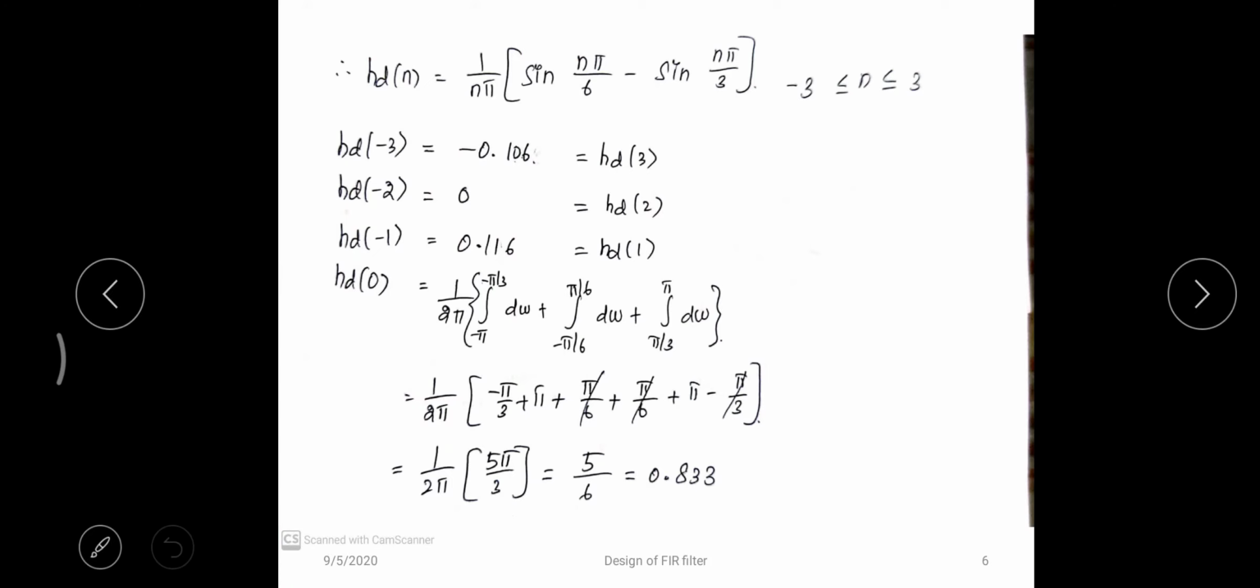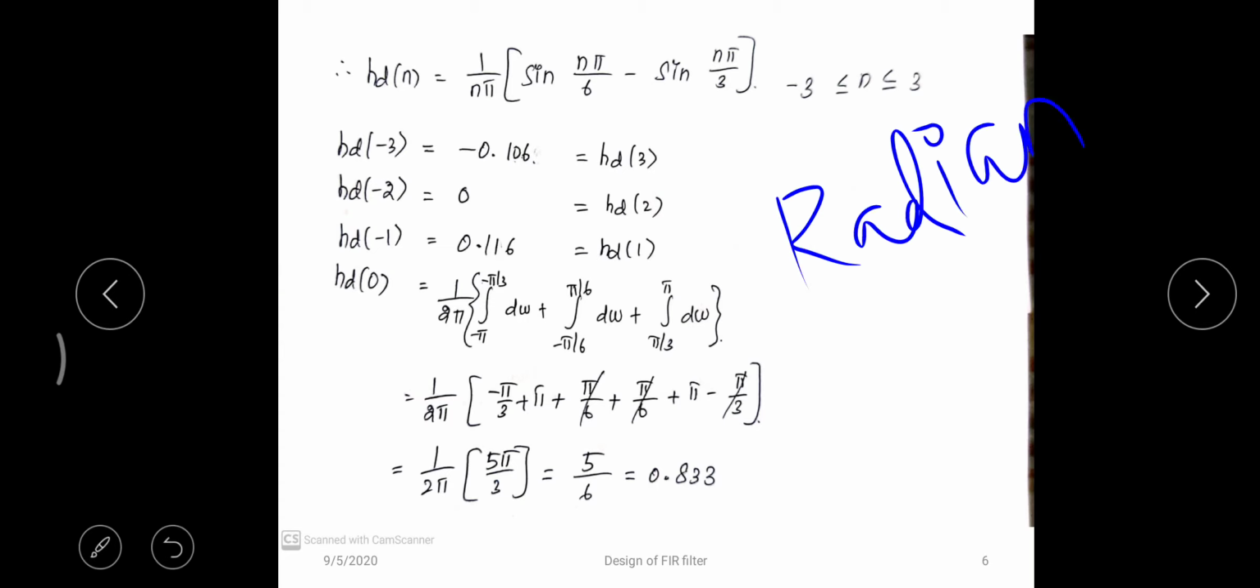So, just substitute the value n is equal to minus 3, and keep your calculator in the radian mode, do not keep it in the degree mode. Keep your calculator in the radian mode and find these values. That is giving hd of minus 3 is equal to minus 0.106. Then if I substitute n is equal to minus 2, I am getting 0.